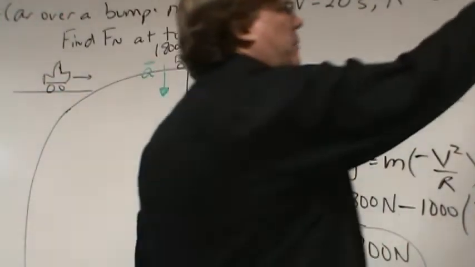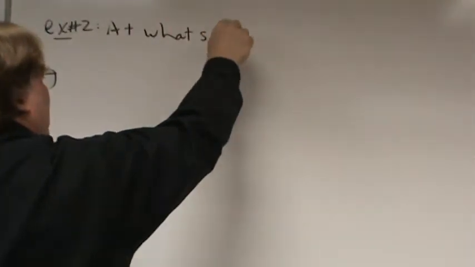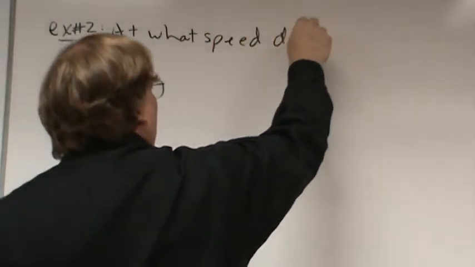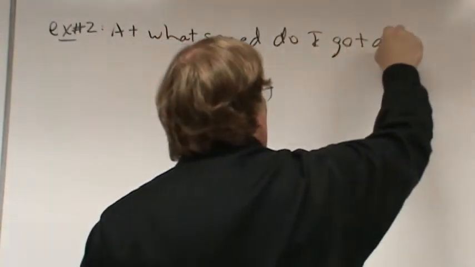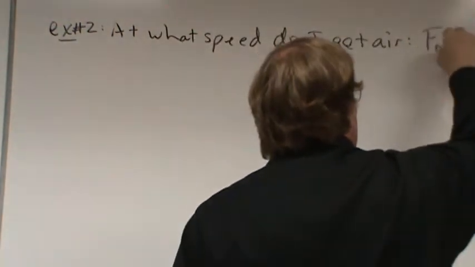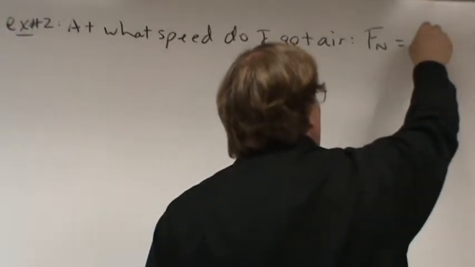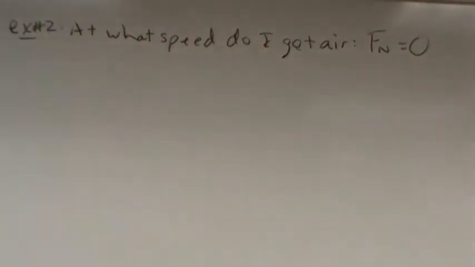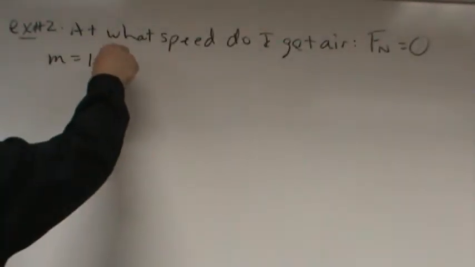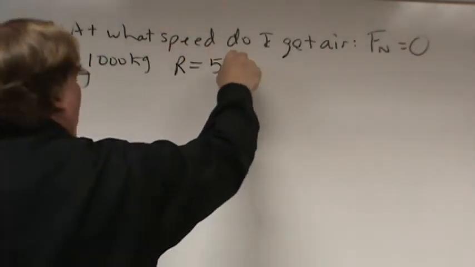And so this is the next problem I want you guys to do. Example two, at what speed do I get air? That is, at what speed, what's my normal force at that speed if I get air? Zero. Zero, right? Because I'm not in contact with the road anymore. It's going to be the same problem. Your mass is still 1,000 kilograms. You don't have to write this down if you don't want to because it's written down over there.